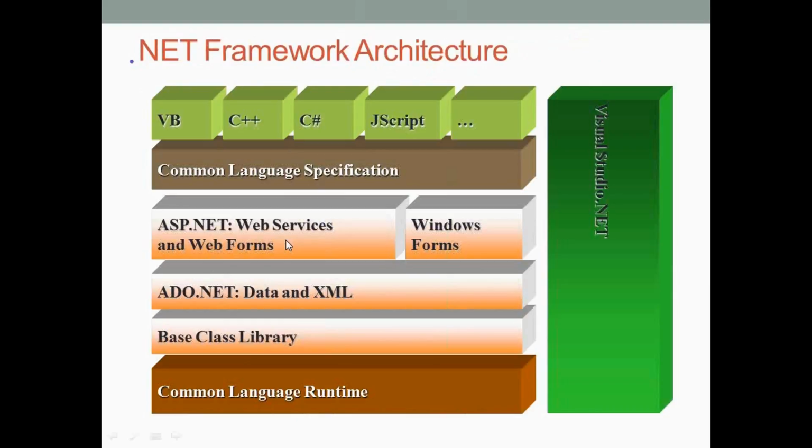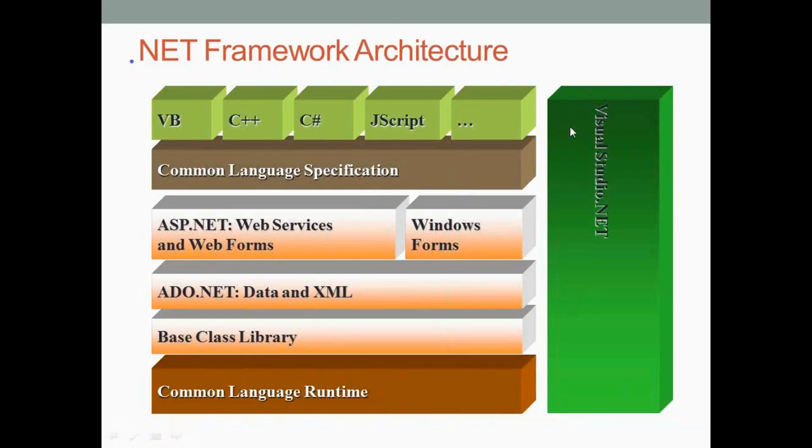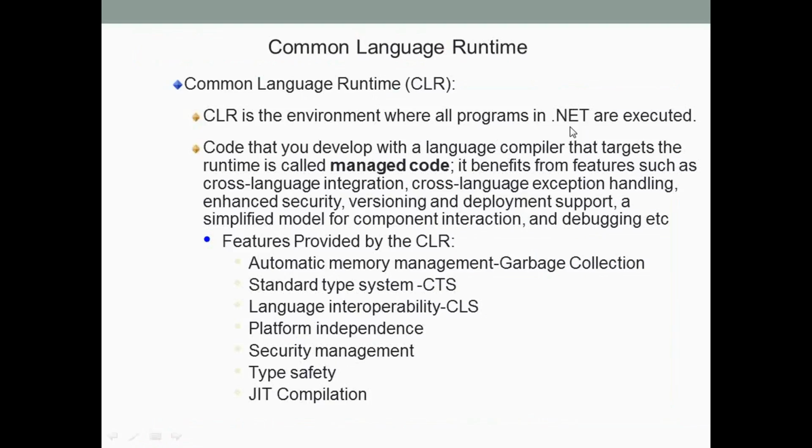Now, if you can see, this is the .NET Framework architecture which I was telling you about. It contains .NET compatible programming languages and common language specifications. This is the framework class library, which consists of ASP.NET Web Services and Web Form applications, Windows Forms, ADO.NET, and the base class library. Then a very important and major point is the Common Language Runtime, which is an execution engine for .NET applications, and all of this is available in Visual Studio .NET. So this is a simple architecture of the .NET Framework.